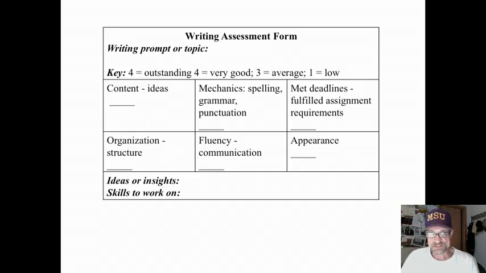I needed to keep them encouraged, find something that they could do well: appearance, mechanics, content ideas. If I wanted to focus on specific elements of spelling, grammar, and punctuation, again, I would create a more detailed one. And this is just a very general way, but this works. This is holistic scoring.